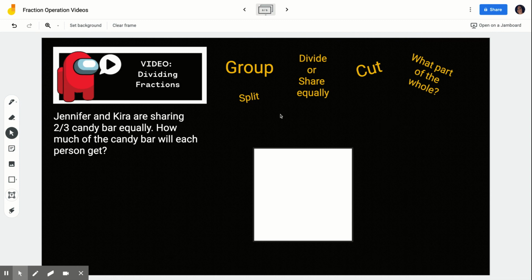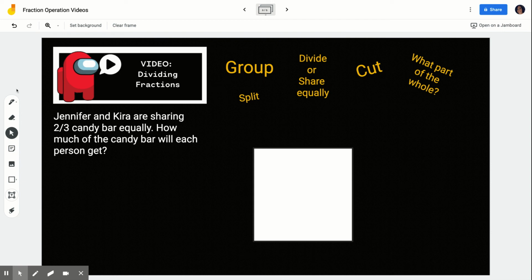Okay, in this video, we're going to talk about dividing fractions by a fraction. So just a reminder that we know that a word problem is asking us to divide if we read where things are being grouped, if they're being split, divided or shared equally, if they're being cut, and if it's asking you for a part of the whole.